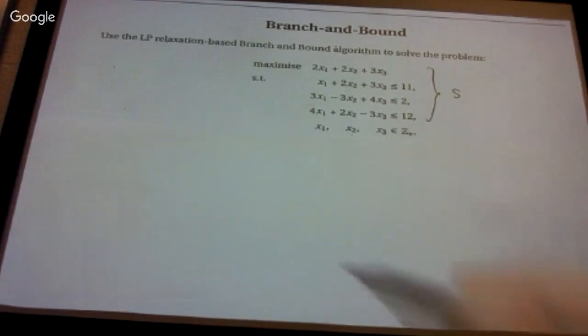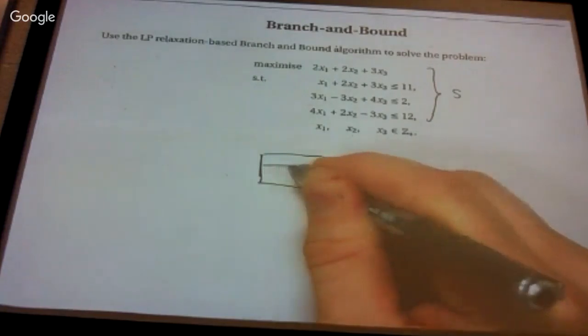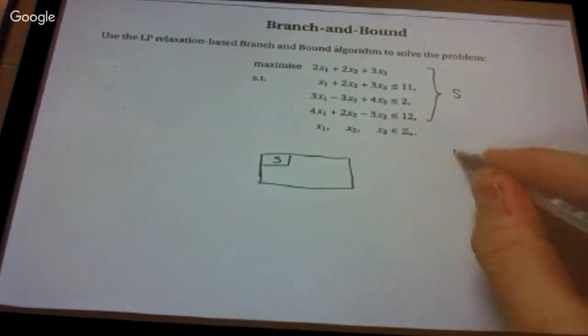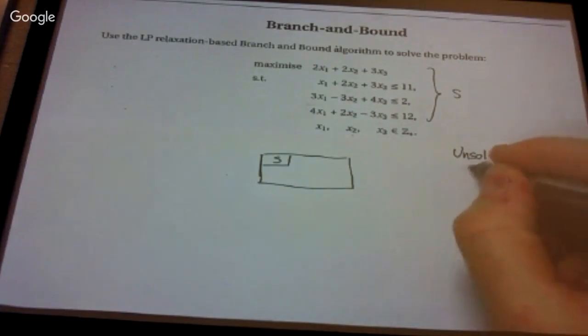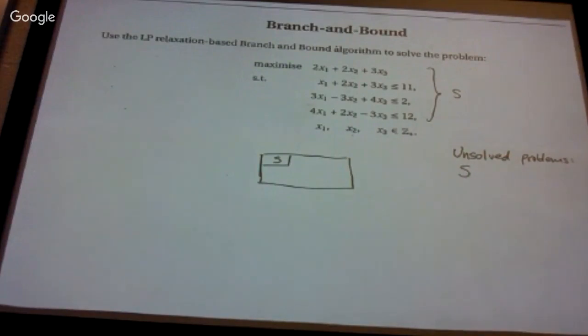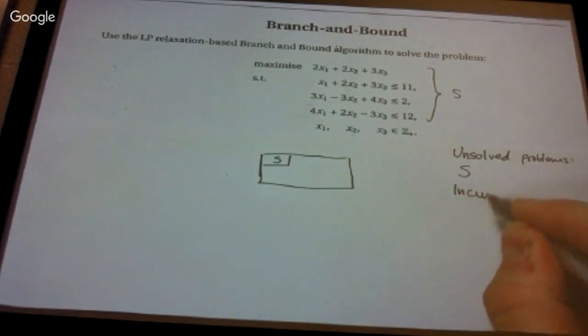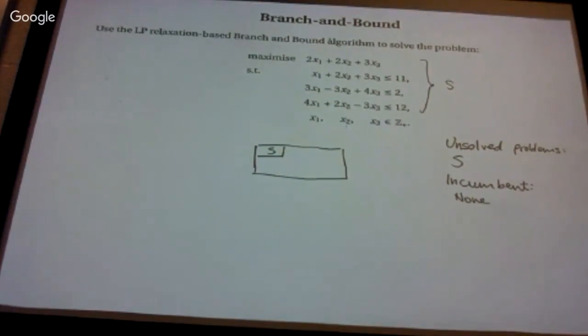And you start by creating your branching tree, because it's branch and bound. At the top, you have the problem S. What you keep track of is all the unsolved problems. So there's S on it at the moment. Another thing you keep track of is the incumbent solution, which there isn't any yet. So the incumbent means the best integer solution found so far in the course of the algorithm.